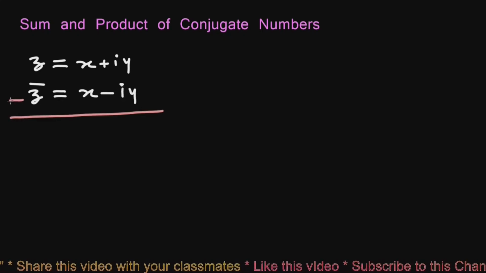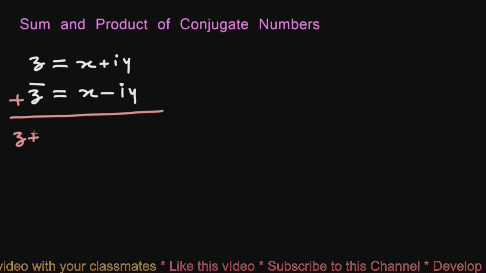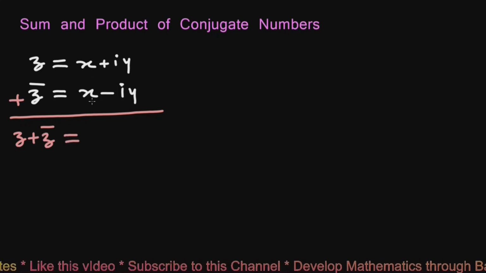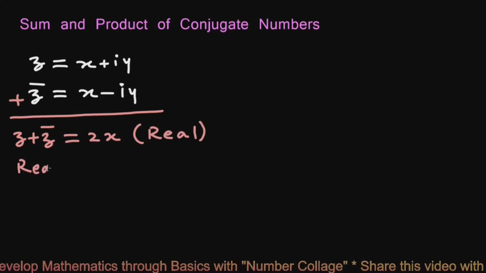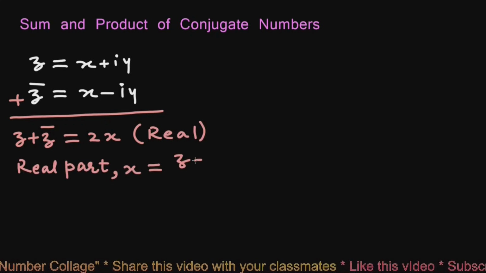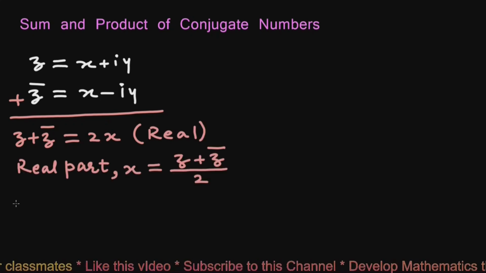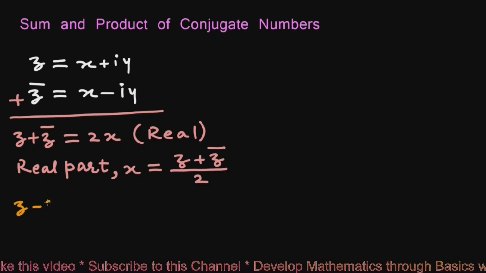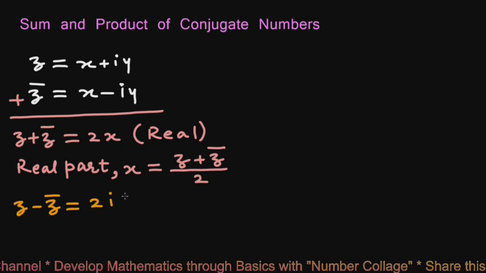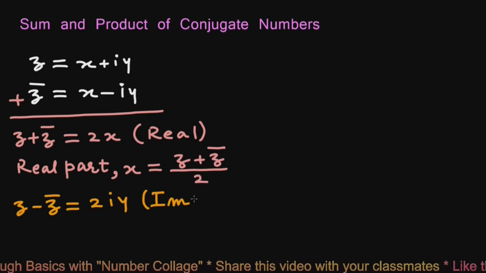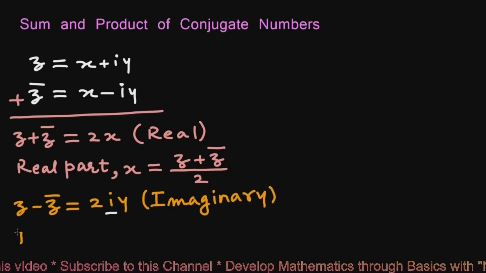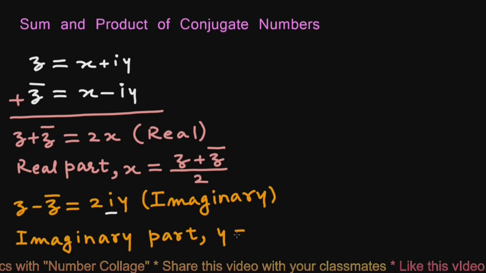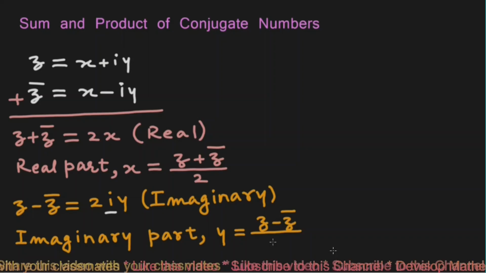If complex number z is x plus iy, then its conjugate z bar will be x minus iy. If we add them, z plus z bar equals x plus x, 2x, which is real. So the real part x will be (z plus z bar) upon 2. If we subtract them, z minus z bar will be 2iy, which is imaginary due to the presence of this i, and the imaginary part will be y equals (z minus z bar) upon 2.